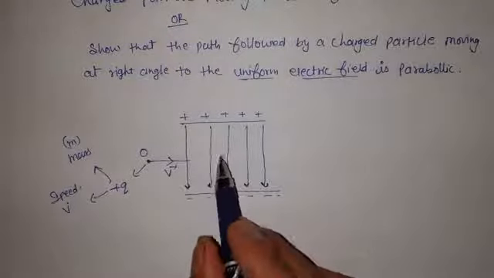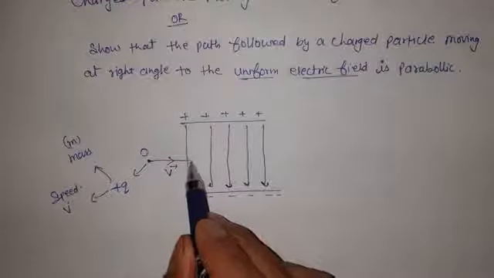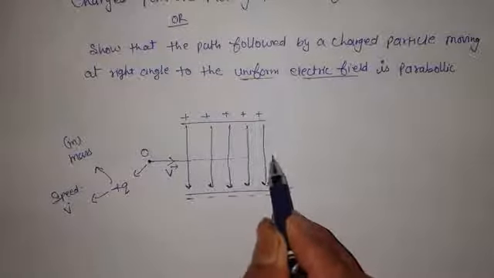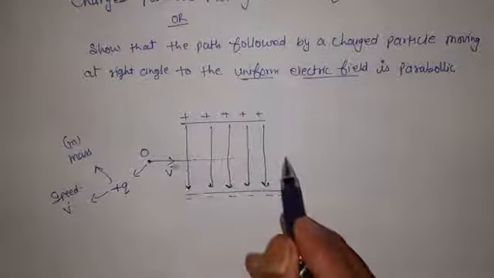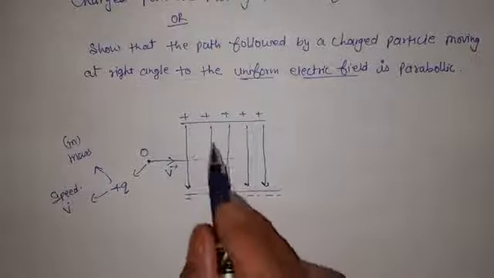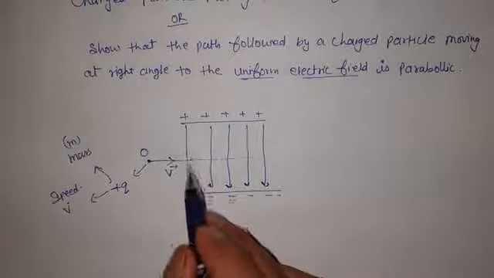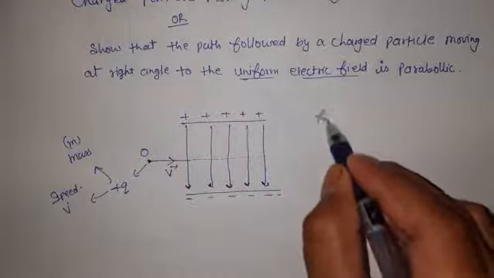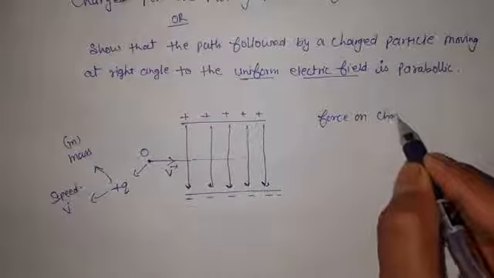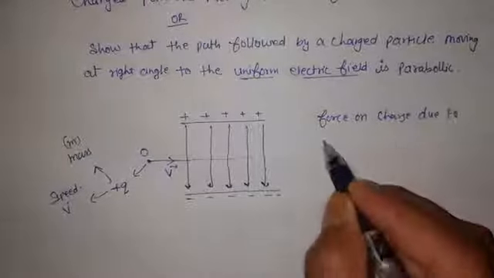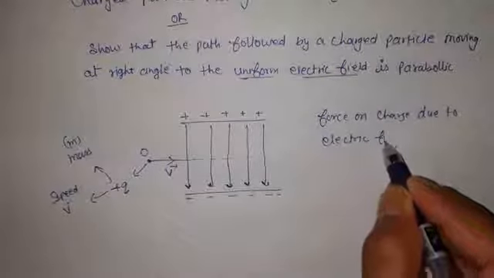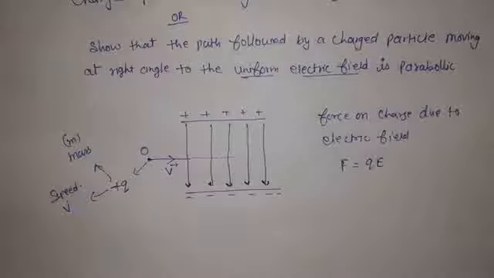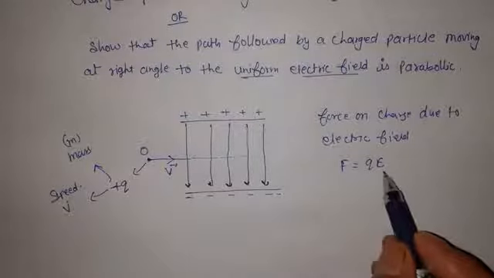Due to this electric field, what will happen? The actual path would be a straight line. If there were no external field, this charge would go in a straight line path. But due to this electric field, a force will be exerted on this charge. So how much is that force? It is the force on the charge due to the electric field, given as F equal to QE. This is the force exerted on the electric charge due to this electric field.